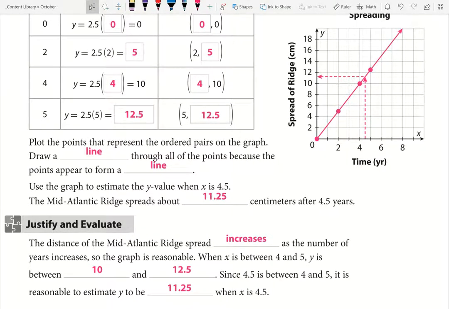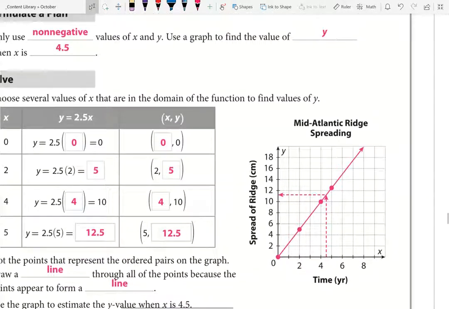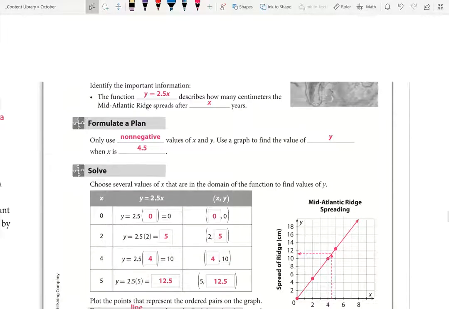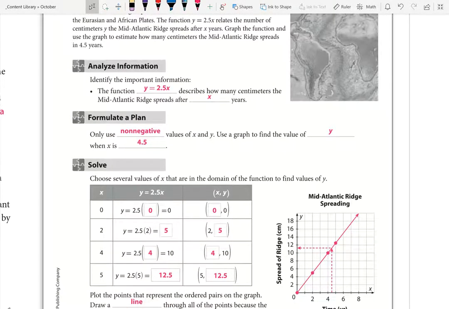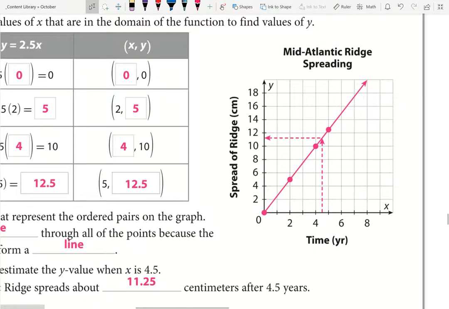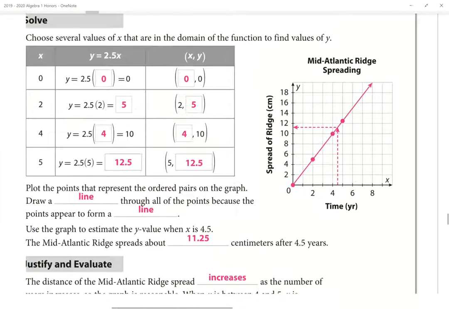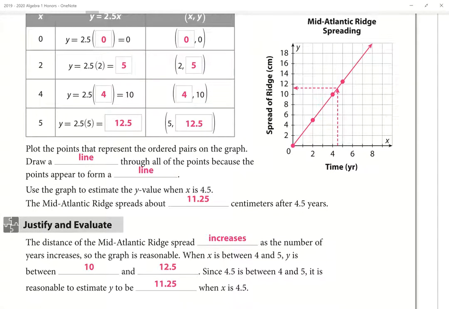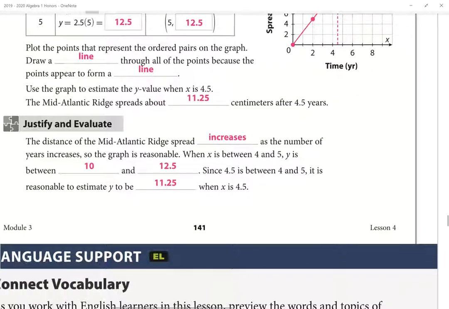And now they're using that information to answer the question, which asks how many centimeters will go in 4.5 years? So they have a little dotted line. You'll see that coming out of 4.5. They have a dotted line going up to the graph, and it looks like it hits right at about 11, right? Depending on how straight your line is, it's right about 11. They say 11.25. But yeah, right about 11 would be our estimate, our guess.